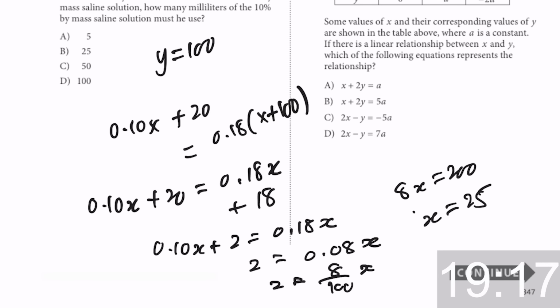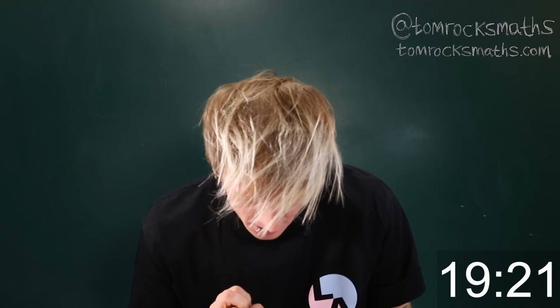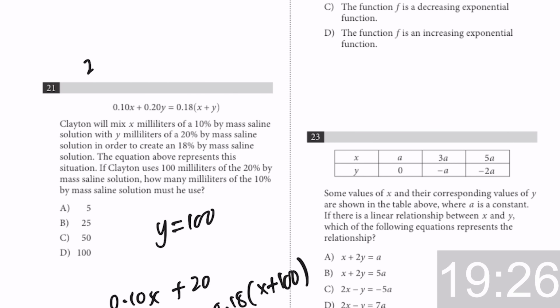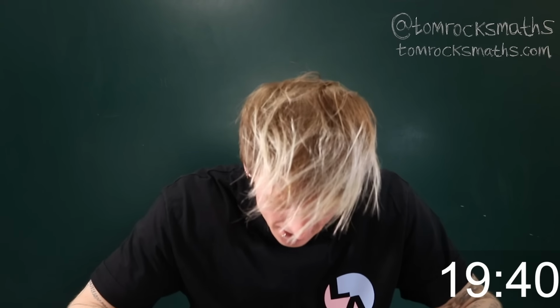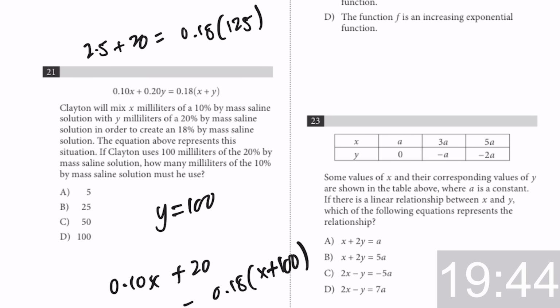Does that work? Let's check. So x is 25. I'd get 2.5, 0.1 times it. So I'd get 2.5 plus 20 equals 0.18 times x plus y of 125. And I don't know what that is. Does it feel like it makes sense? It probably does. All right, I'm going to go with x is 25. It's an answer there. That's what I've worked out.